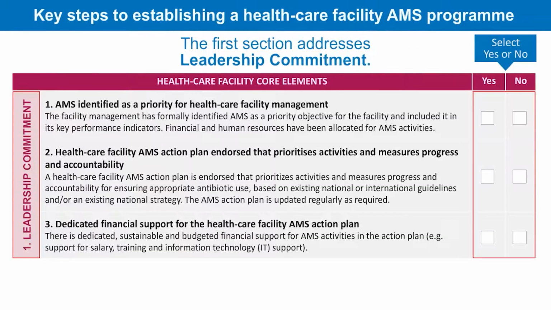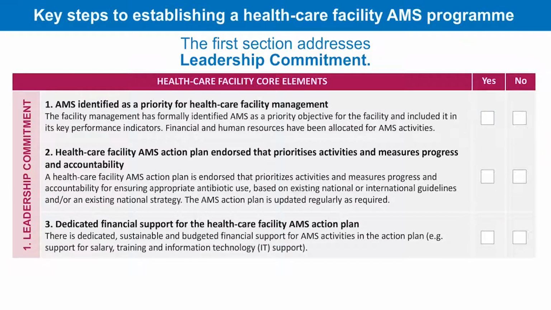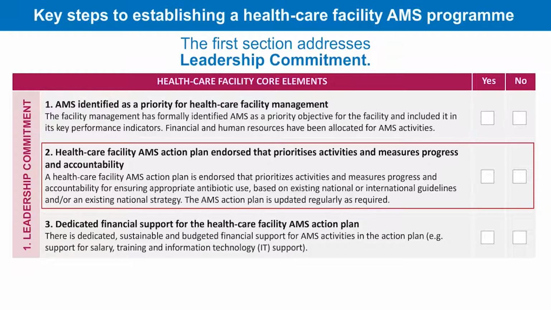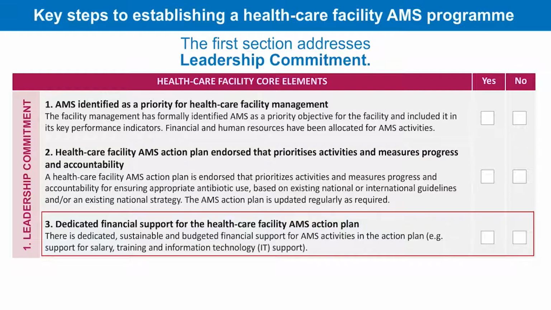The first section addresses leadership commitment. As you go through the checklist, tick yes or no, depending on whether the core element is in place. This includes the following: 1. That the facility management has identified AMS as a priority objective. 2. A healthcare facility AMS action plan is endorsed that prioritizes activities and measures progress and accountability. 3. There is dedicated, sustainable and budgeted financial support for the facility AMS action plan.